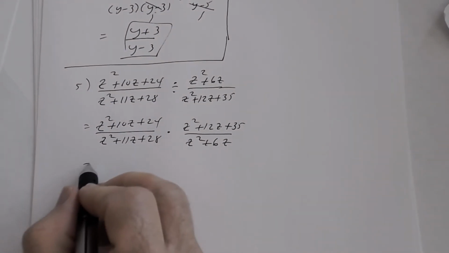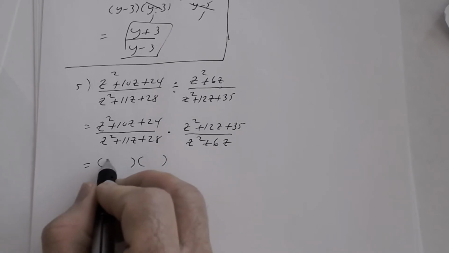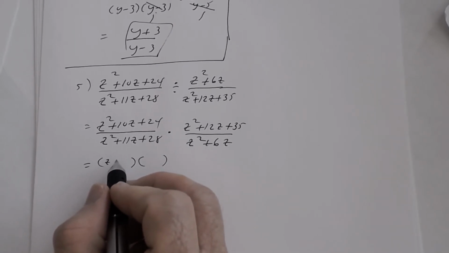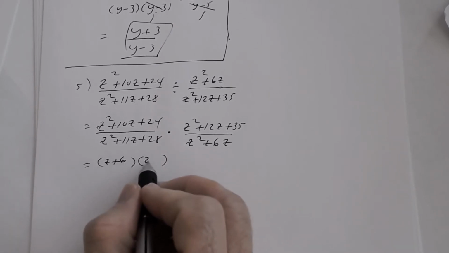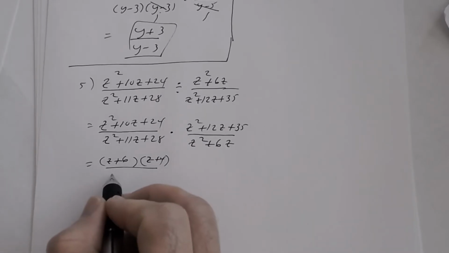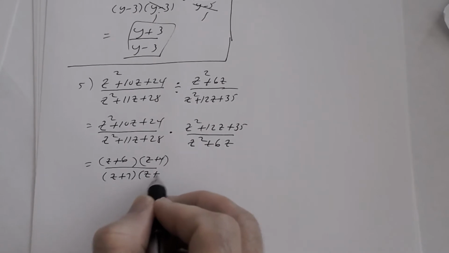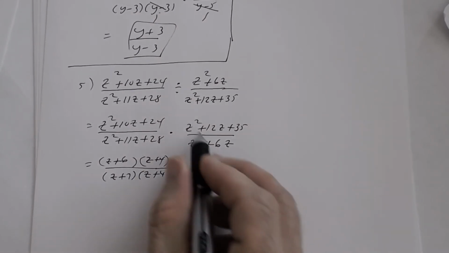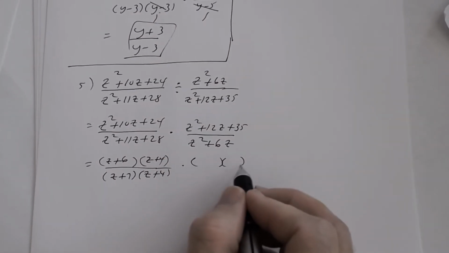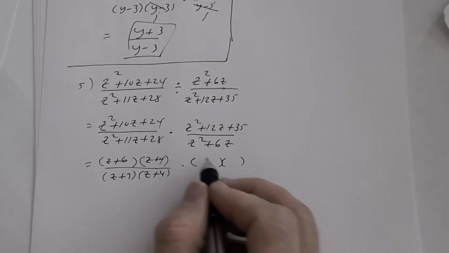So in the numerator, I can factor that as z, looks like 6 and 4, so z plus 6, z plus 4. The denominator looks like I can factor that as z plus 7 times z plus 4. The numerator looks like I can factor that as z plus 7, z plus 5.